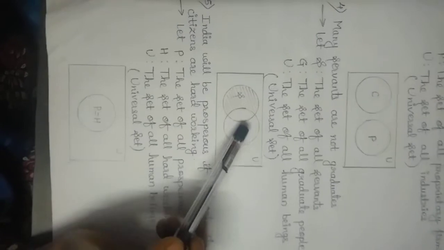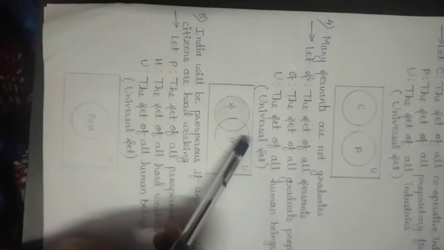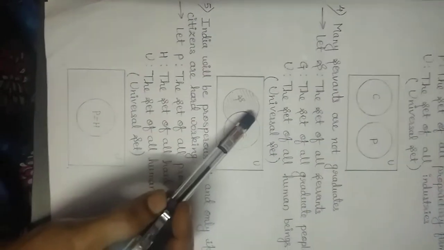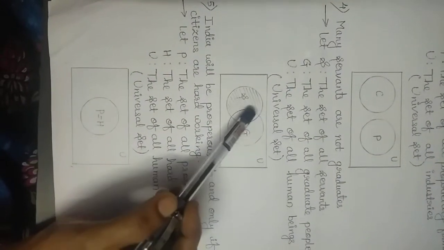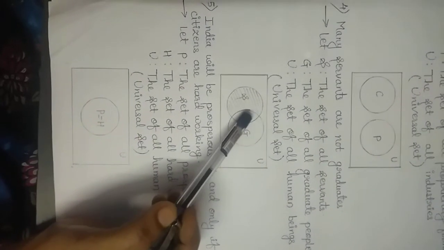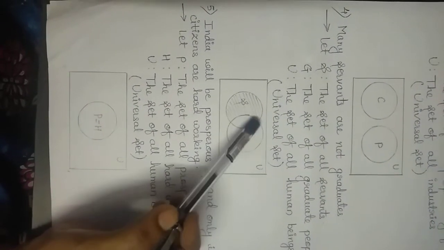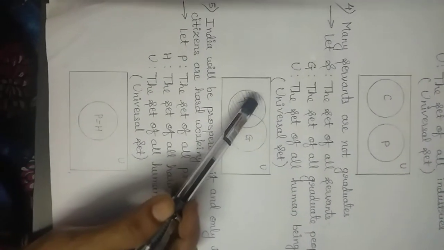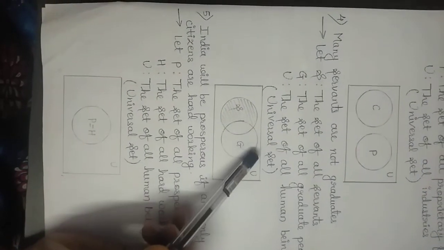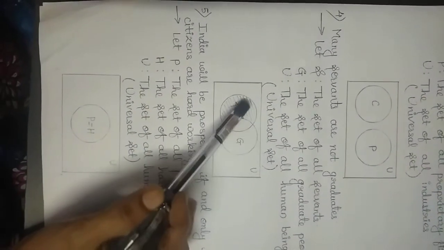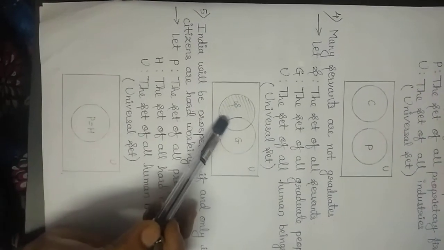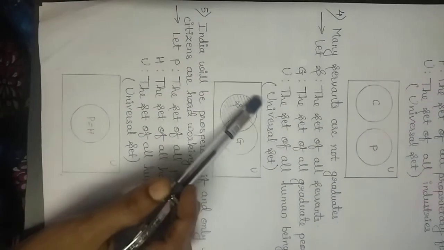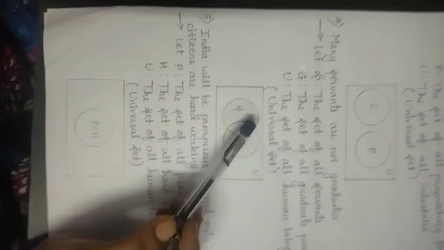Now here this is the set of all servants and this is the set of all graduate people. Now we want many servants are not graduate. Now if we consider the middle part, then the middle part shows that some servants are graduate, because this is the part which is included in graduates. But we want that part where servants are present but graduate people are not present. So we will show this part by shaded portion. This is the part which shows us that many servants are not graduate.